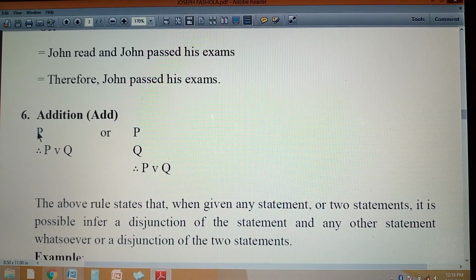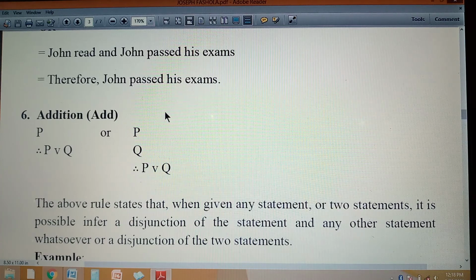So addition is simply saying that if you have any statement, no matter how simple or complex, you can add anything to it, provided that thing is relevant. Whatsoever statement you are adding to it is relevant, you can add it.